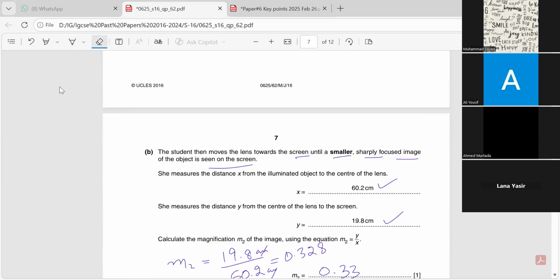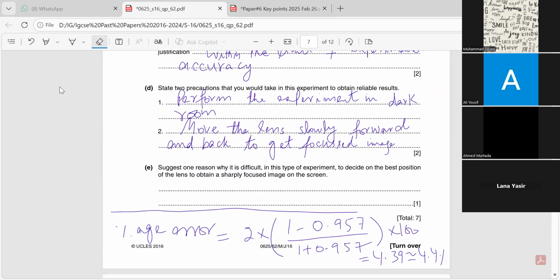Okay, so now next: suggest one reason why it is difficult in this type of experiment to decide the best position of the lens to obtain a sharply focused image. You know that the best position of the image is in a very short range, in a very small place.